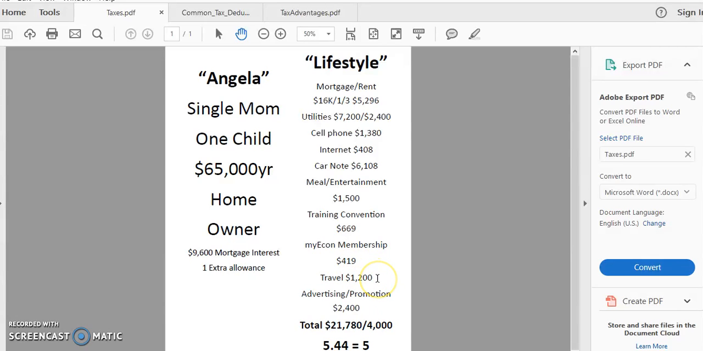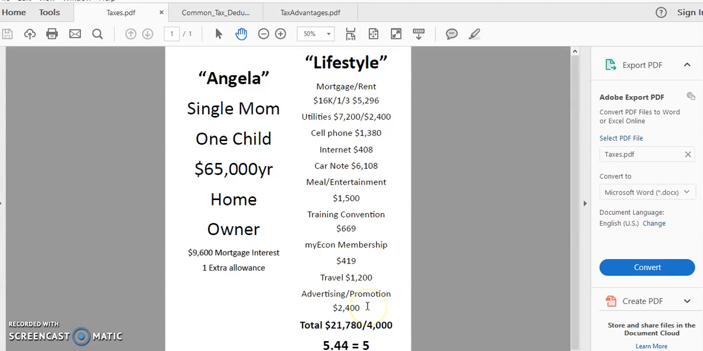Let's say that I'm going to be traveling around the country, introducing people to my econ, or let's say this represents a vacation that me and my family is having, but while I'm on vacation, I'm going to be networking and giving out my business cards and things like that. So I'm going to write off $1,200 there.